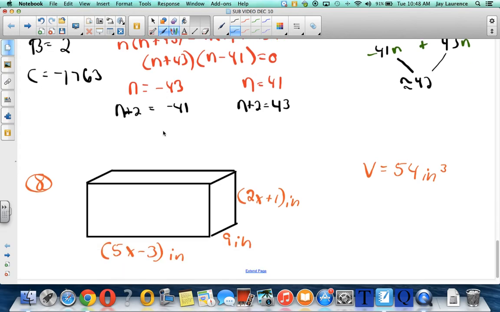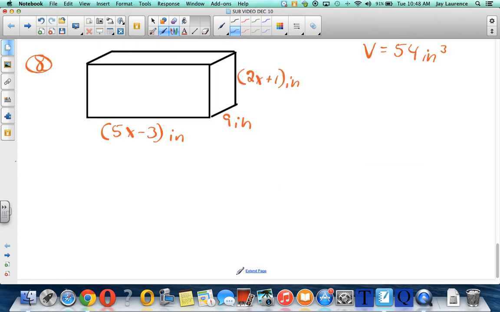All right, finally, last problem here. Let me give a little more room. All right, you're given a prism, and you're given the volume of the prism. Go ahead and pause the video, and let's see what you can do with it.